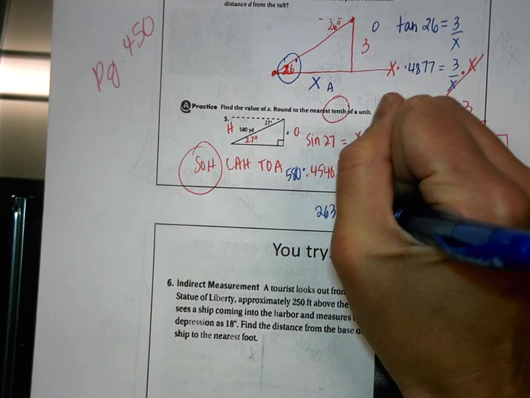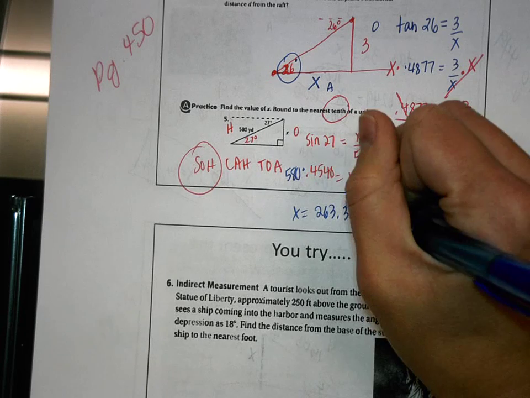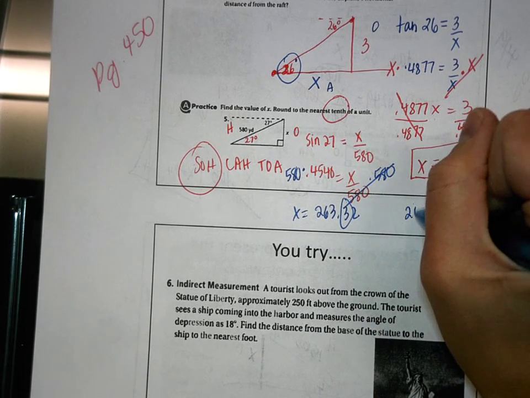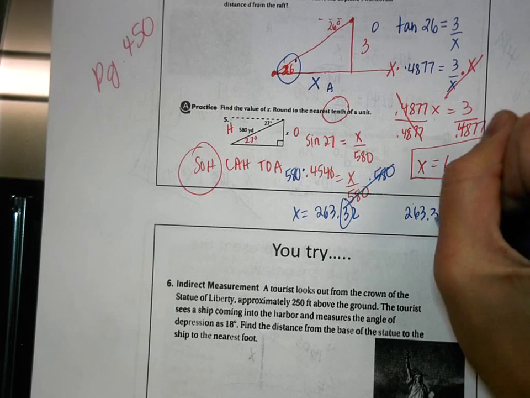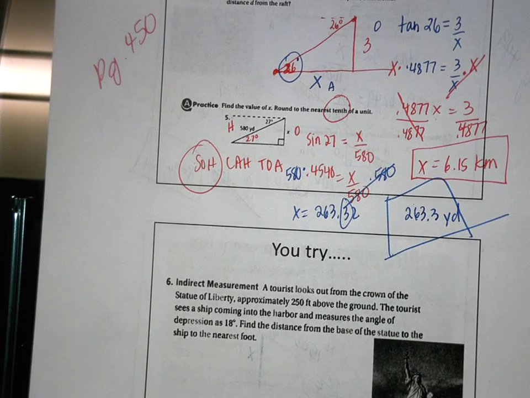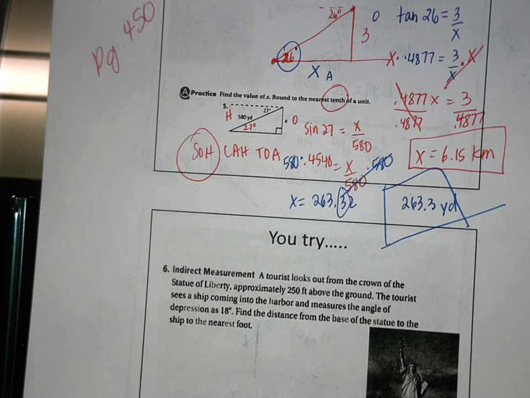When you multiply, you get 263.32 for x. But it said round to the nearest tenth. So the tenth place is right there. Okay, since 2 is smaller, my answer is 263.3 yards. Okay, any questions? We're good? Okay, number 6.